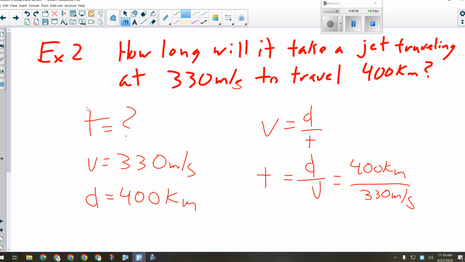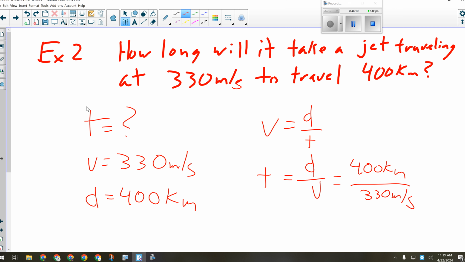So, I just have to convert the kilometers into meters so that they match the meters per second down here. 400 kilometers is 400,000 meters, because there's 1,000 meters in a kilometer. So I just multiply that by 1,000 and I've got my meters. Like I said, at this point, I expect that you can do metric conversions like that. By the time you get to grade 10, that's automatic, or it should be.